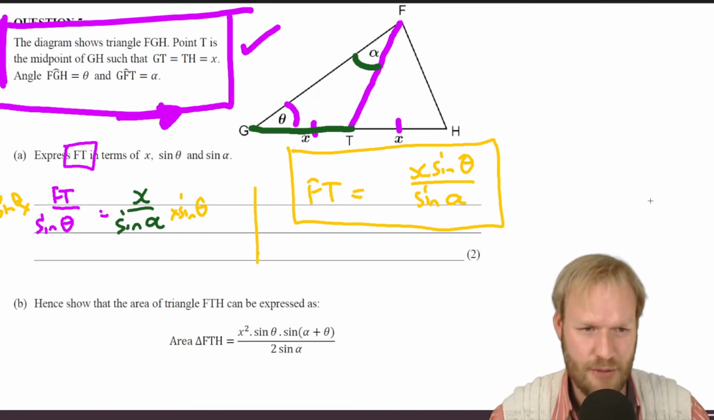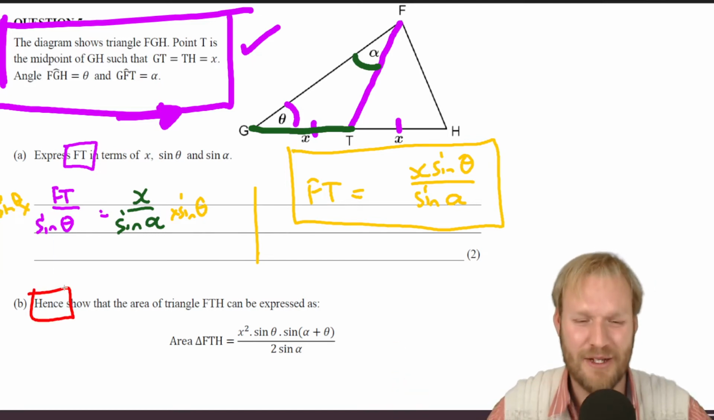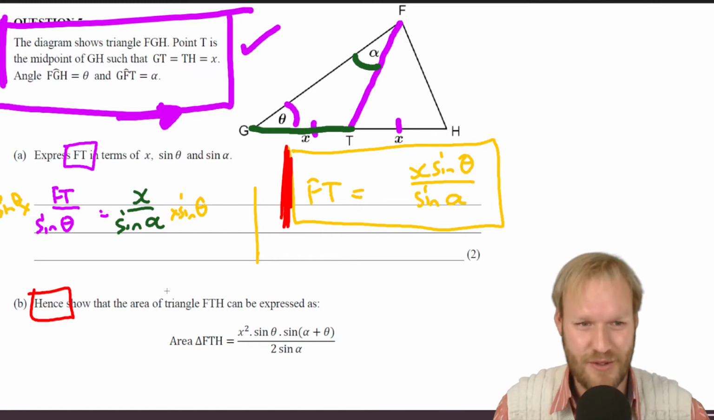Cool. Now, part B. Hence. The word hence means we're going to use what we've just found out. So hence means we're going to use this thing here in the next question. Hence, show that the area of the triangle can be expressed as that complicated thing there.